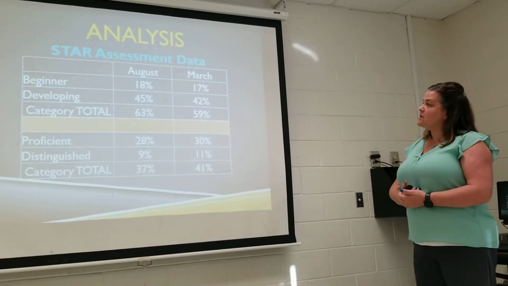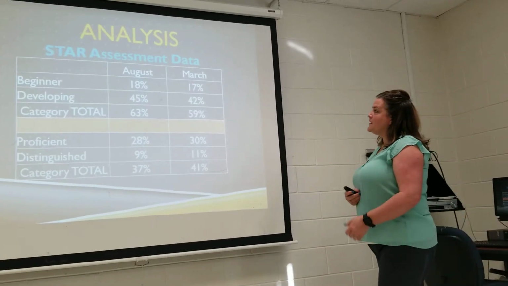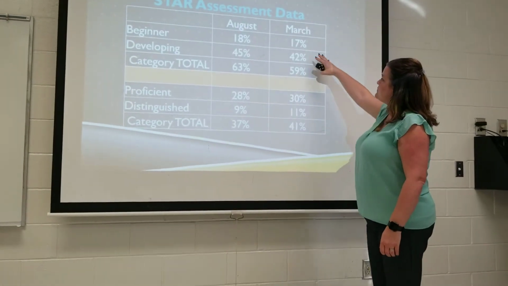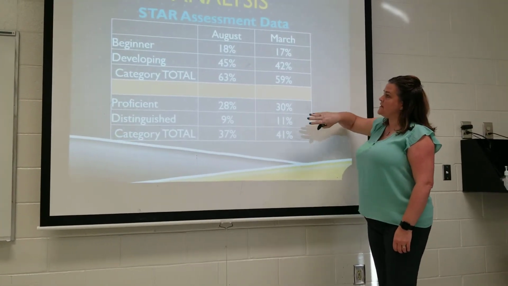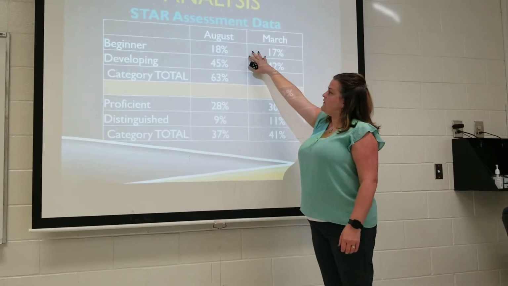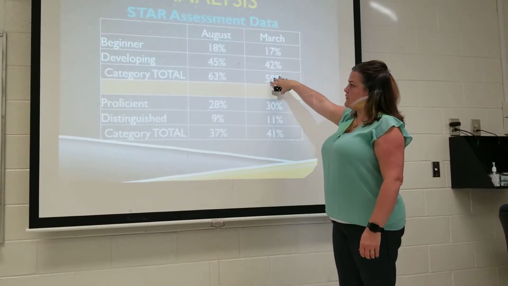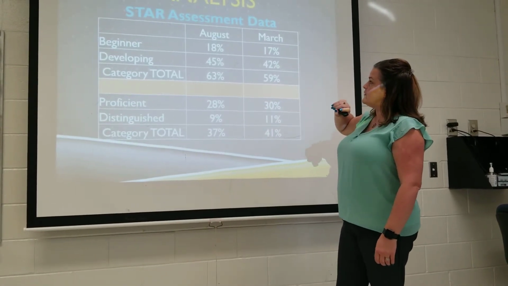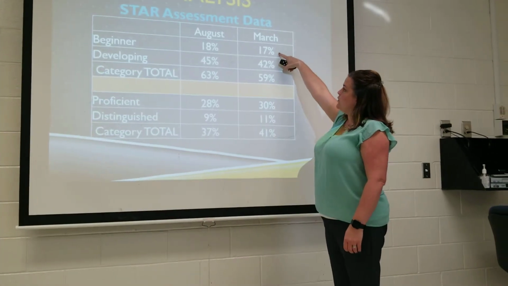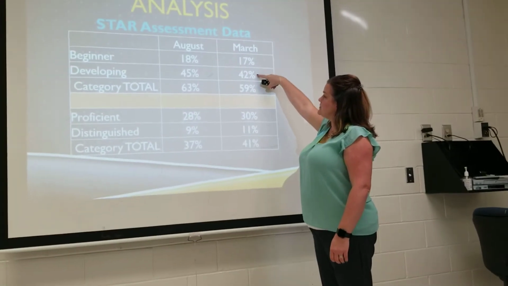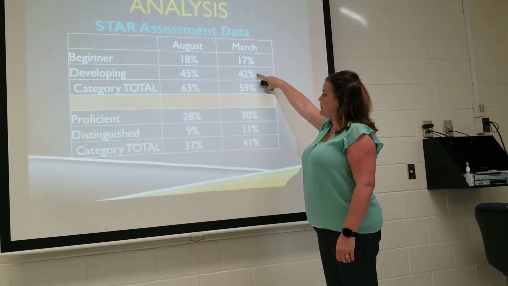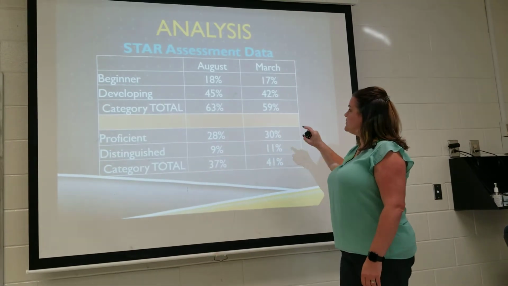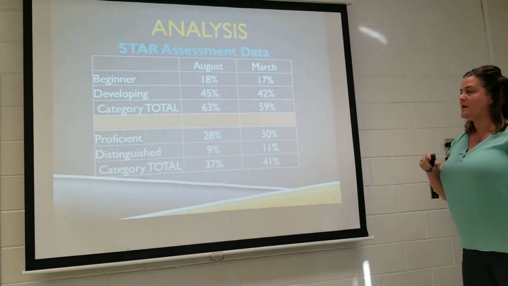So if we look at our STAR data, this is our students in August and our students again when they tested in March. So with beginning and developing, you want to see your percentage drop, and with proficient and distinguished, you want to see your percentages increase. So we did move some students from beginner to developing. We moved a few from developing to higher. And again, you want to see these percentages increase. So you're looking at anywhere from a 1 to 3.